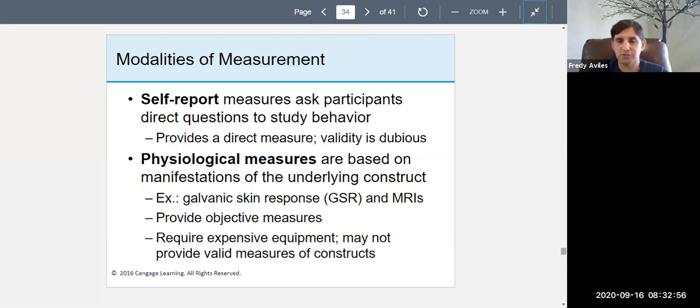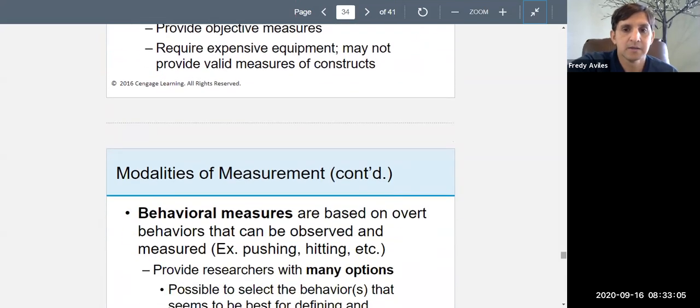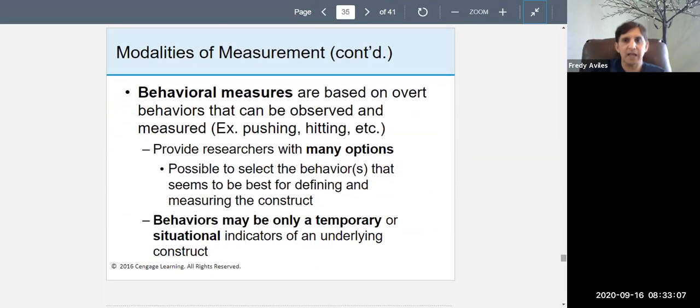With self-report, it's just a questionnaire, okay? Some survey. You can do it online, you can do it paper and pencil, but you guys are going to develop a self-report, okay? There are also behavioral measures. Behavioral measures, well, that's when you look at behavior and you check it off. Behavioral measures are based on overt behaviors that can be observed. So when you do an observation, you use behavioral measures, right?